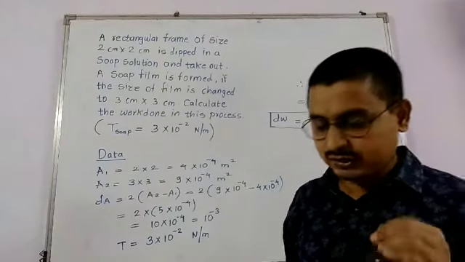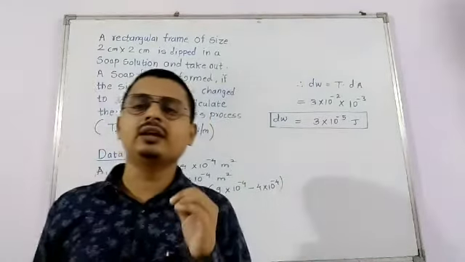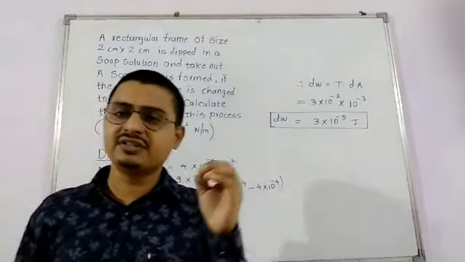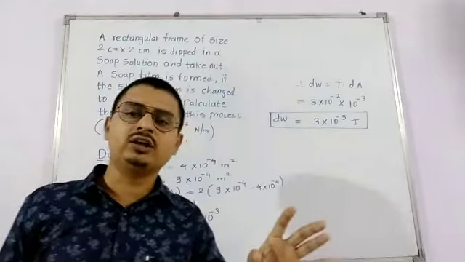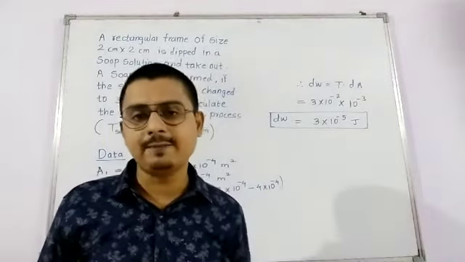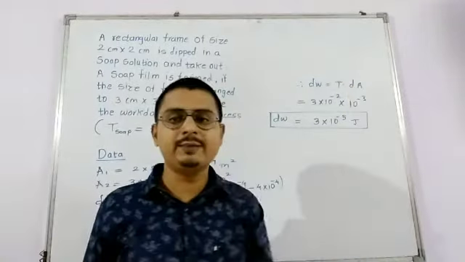So this question is actually based on the relation between the surface energy or the total work done and the surface tension, with the change in area. So as per the formula, dW is equal to T into dA.